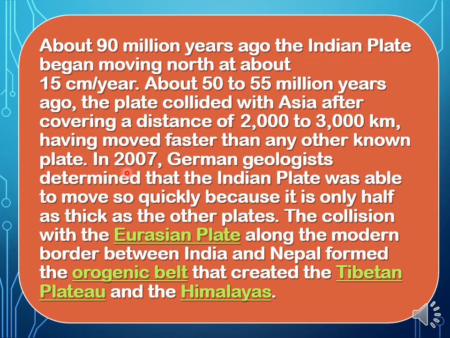In 2007, German geologists determined that the Indian plate was able to move so quickly because it is only half as thick as the other plates. The collision with the Eurasian plate along the modern border between India and Nepal formed the orogenic belt that created the Tibetan Plateau and the Himalayas. Due to this collision, new folded mountains originated, known as the Himalayas.